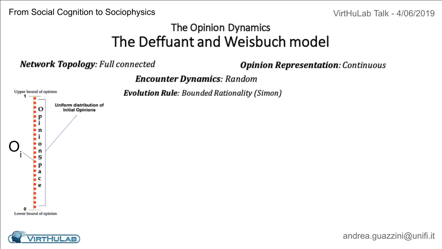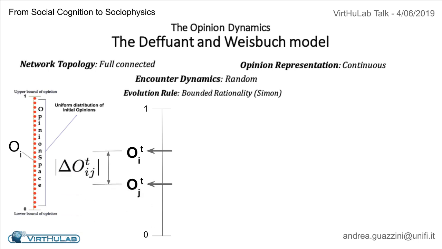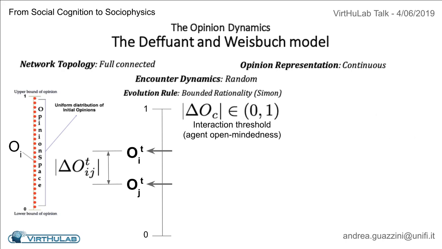After the selection of the first agent i, the numerical recipe proposed by the model proceeds to the random extraction of another agent, here indicated as j, at the time t of the event. We have a couple of agents, i and j, whose opinions are characterized by a certain distance along the opinion space, here indicated as delta Oij. The Deffuant model implements a fundamental psychological mechanism, an interaction threshold, corresponding to a sort of agent's open-mindedness, characterizing every agent and determining the encounter's outcomes.